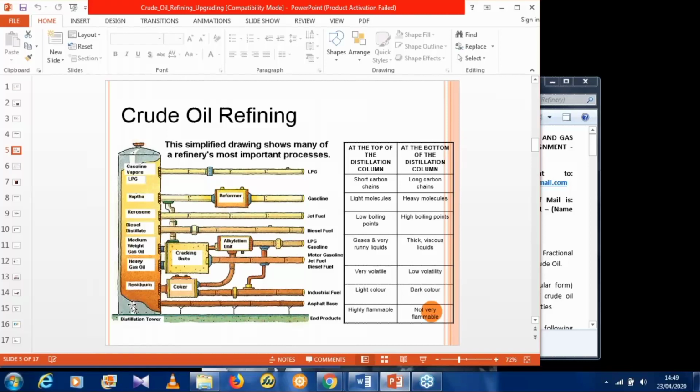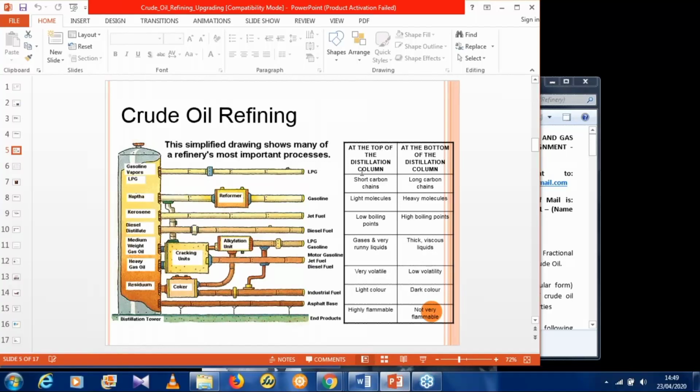Okay. Now the process of breaking down heavier fractions of crude oil into lighter fractions is known as cracking. All right. We have two types of cracking. We have thermal cracking and catalytic cracking. We'll come to that shortly.